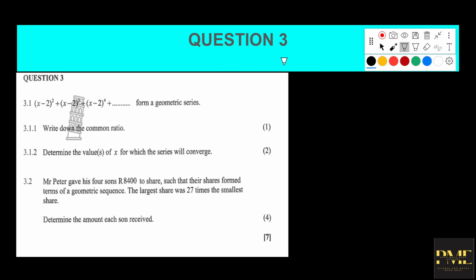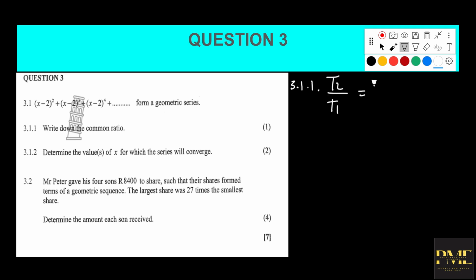So 3.1.1 actually asks the following: write down the common ratio. We know that the common ratio of a geometric series, because we're told that it's geometric, is calculated by taking any two consecutive terms and dividing them. So it can be easily calculated as term 2 divided by term 1.